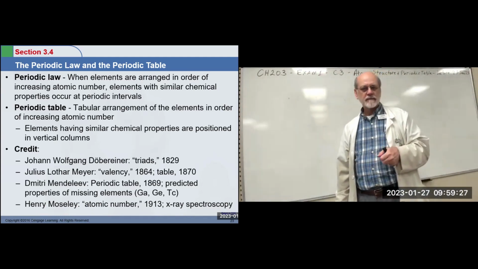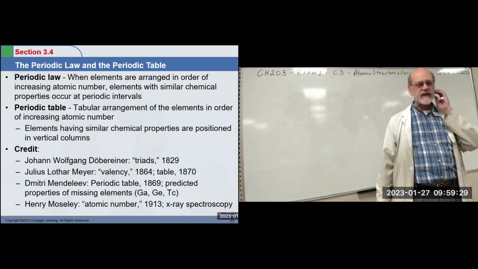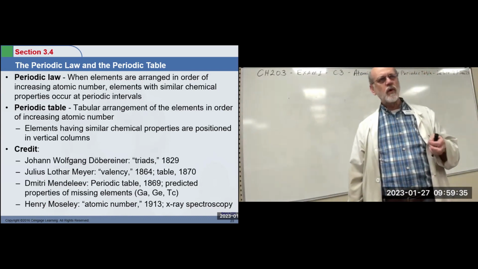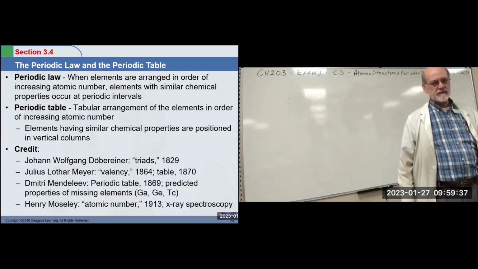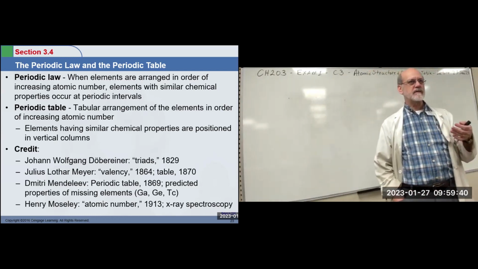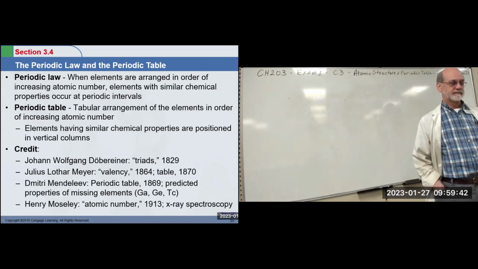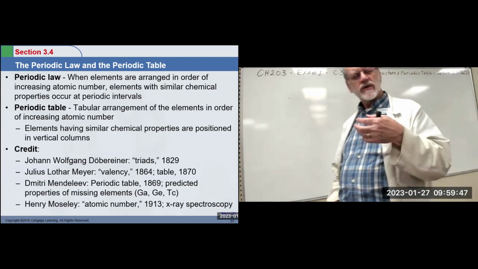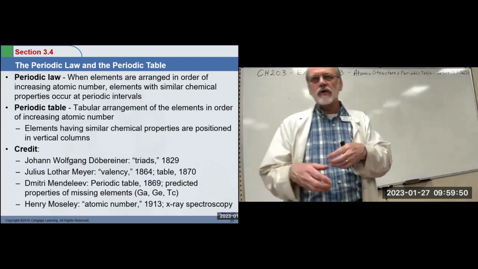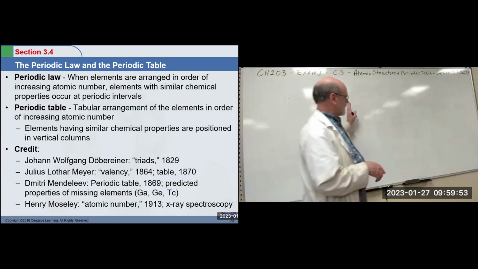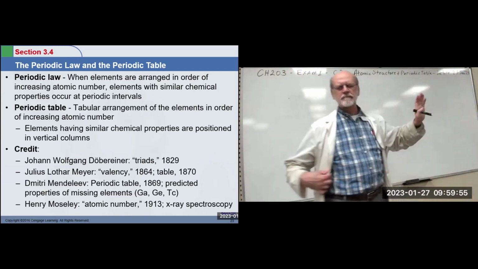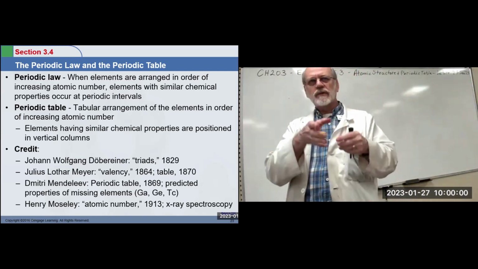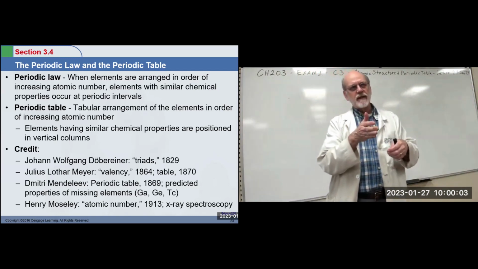It wasn't until the beginning of the 20th century that a young man named Henry Moseley, the Englishman, was doing work on pure elements, and he was looking at their X-ray spectra. So he'd take these elements and fire X-rays at them, and then he would use a spectrograph to record the various emission lines that came off of them. And what he noticed was, if he focused on one of the lines, he could have used any one, but he focused on one of them.